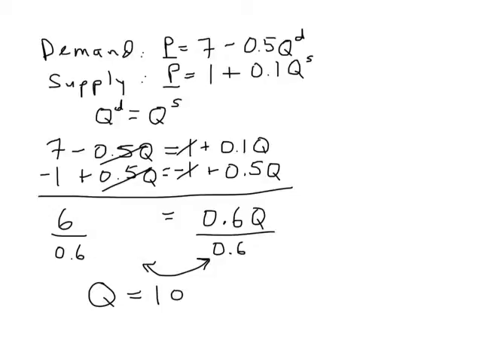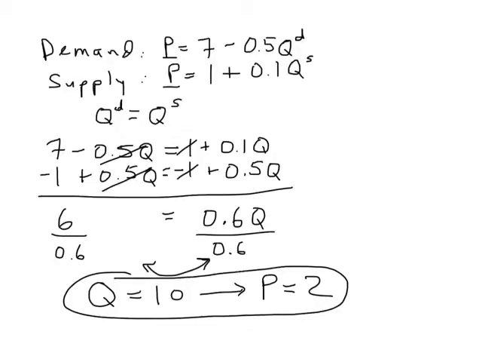And now, of course, that begs the question, what's price? I can plug 10 into either equation. It's pretty simple. Let's plug it into supply. It's easy one way or the other. P equals 1 plus 0.1 times 10. 0.1 times 10 is 1. Price is equal to 1 plus 1. That's 2. So that's our equilibrium.